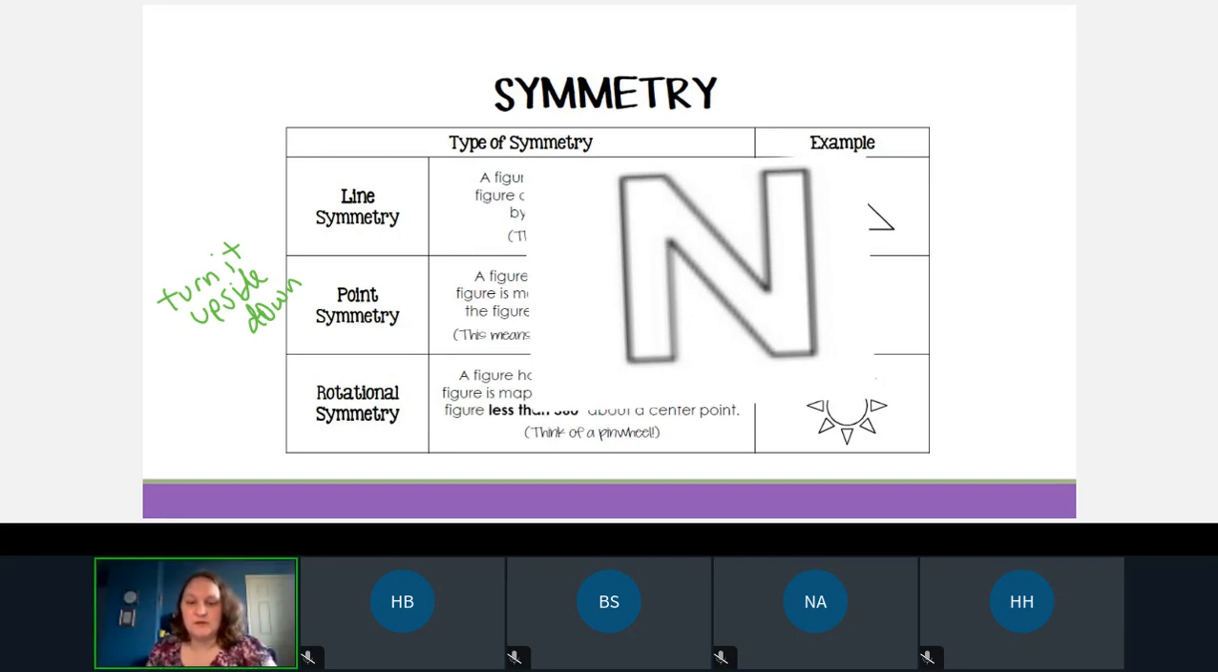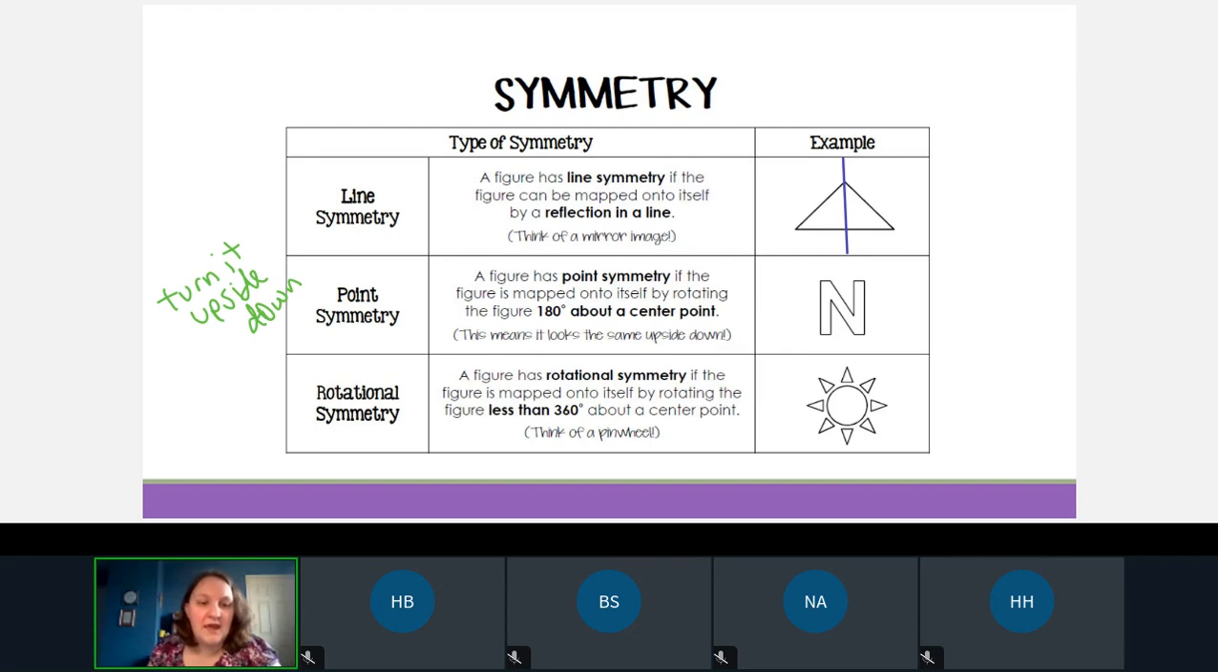Technicals. Okay. And rotational symmetry says you can rotate it, but it doesn't have to be 180 degrees, just anything less than 360. So if this sun here, if I made the rotation the center of the sun, I could rotate this point of my sun to this point of the sun. The number of times you can turn it is, well, hold on. Let's count how many times I could turn it.